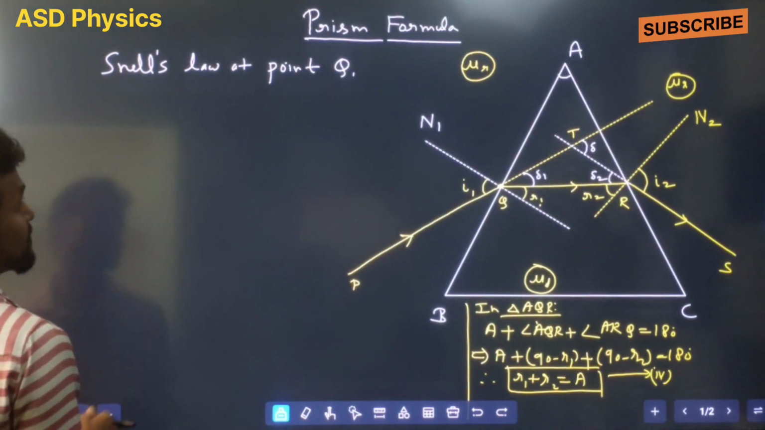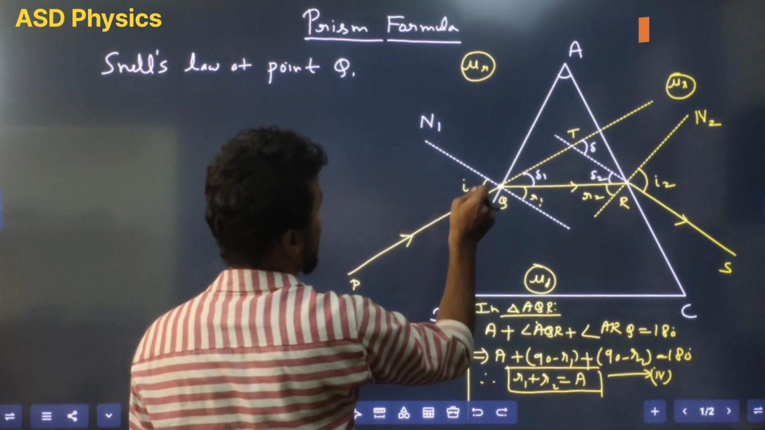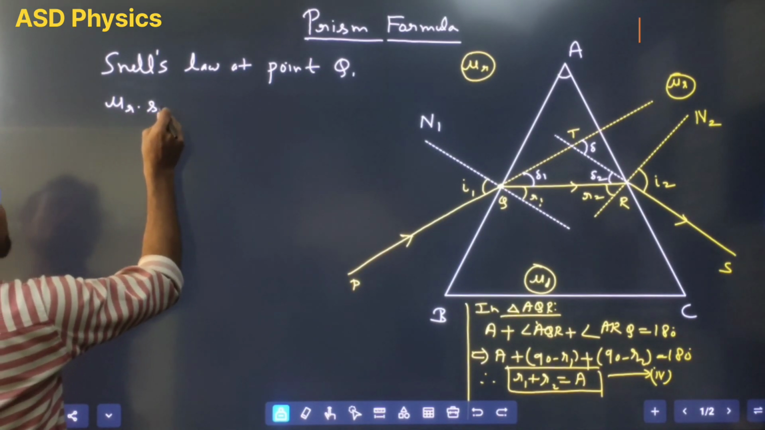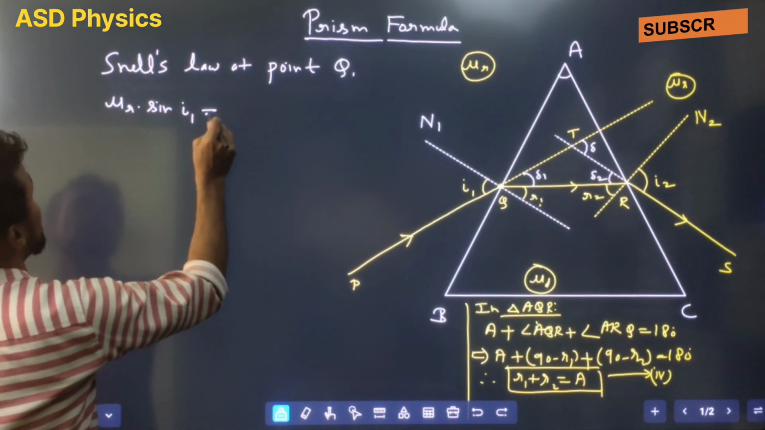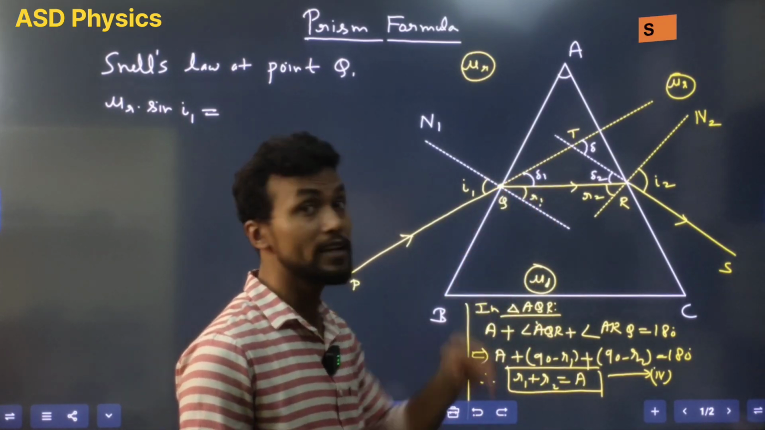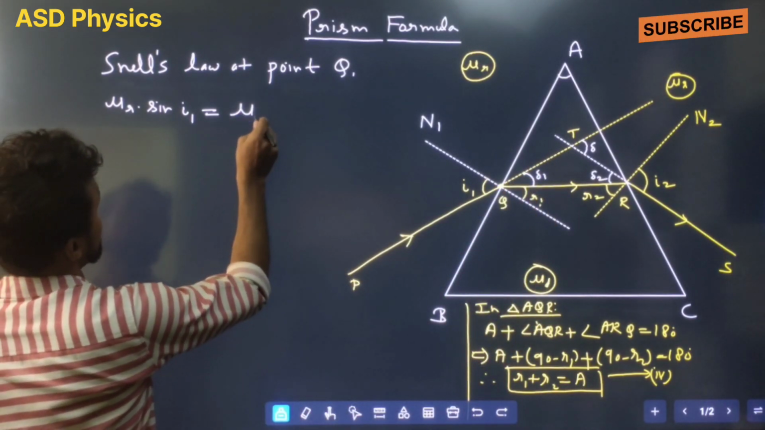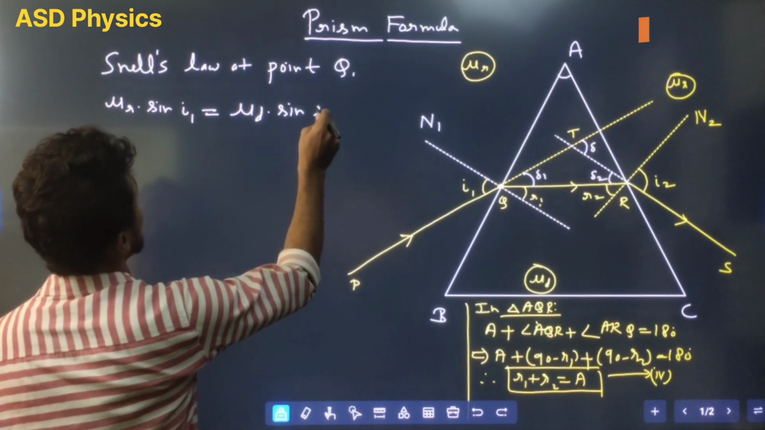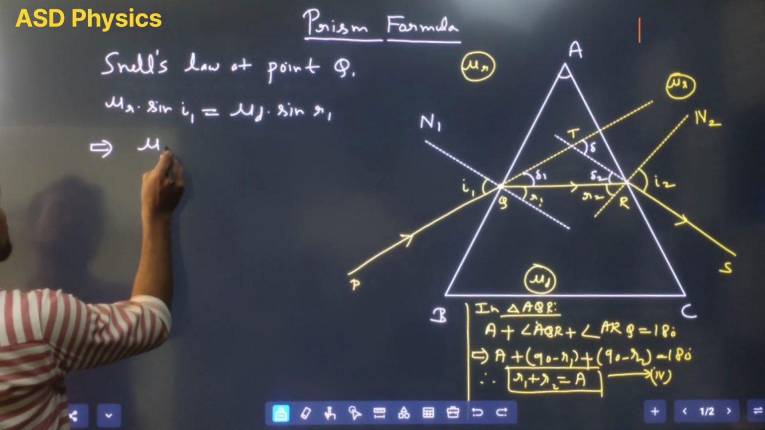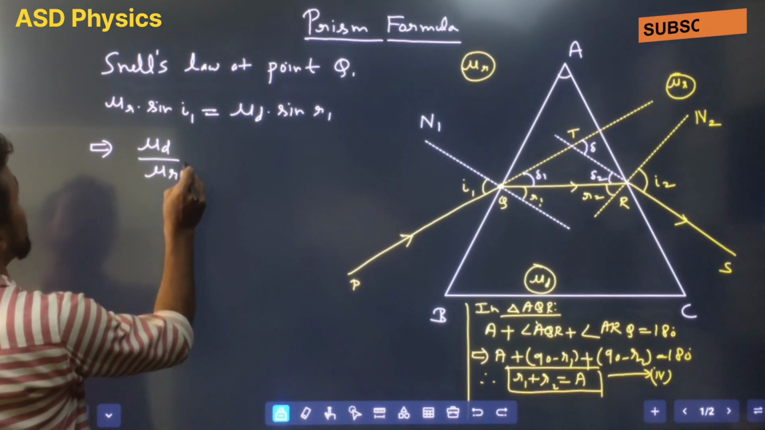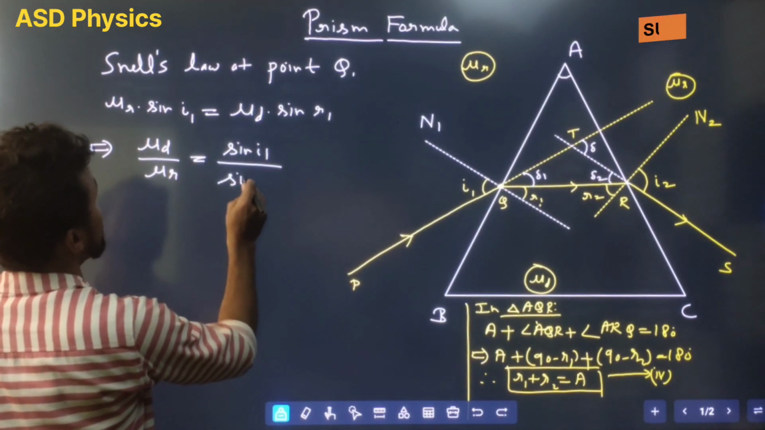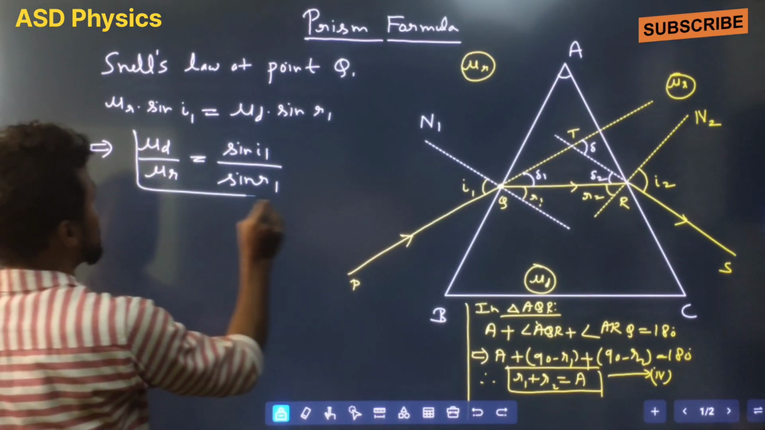So students, let me write here: mu r, angle I1. Mu r into sin I1 is equal to, on this side, mu d into sin R1. Now students, if you simplify this, mu d by mu r is equal to sin I1 by sin R1. This one we have got.